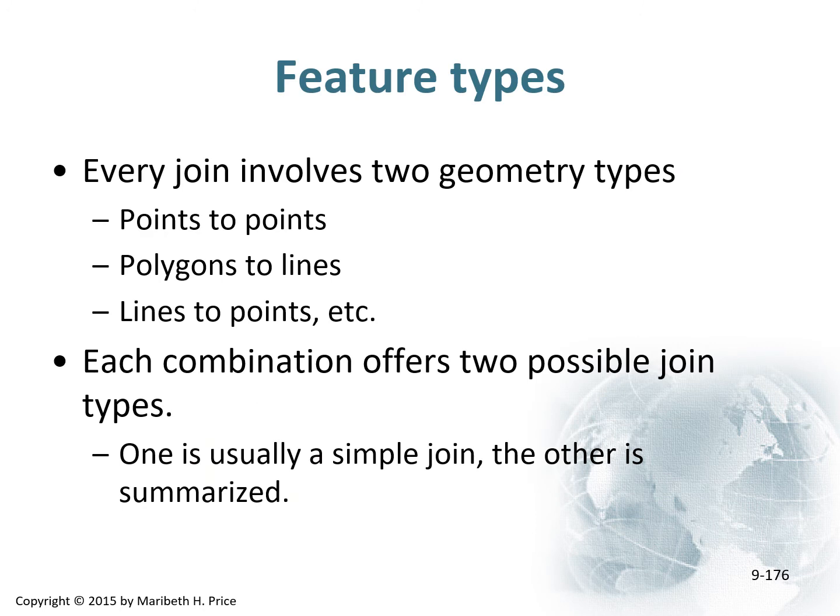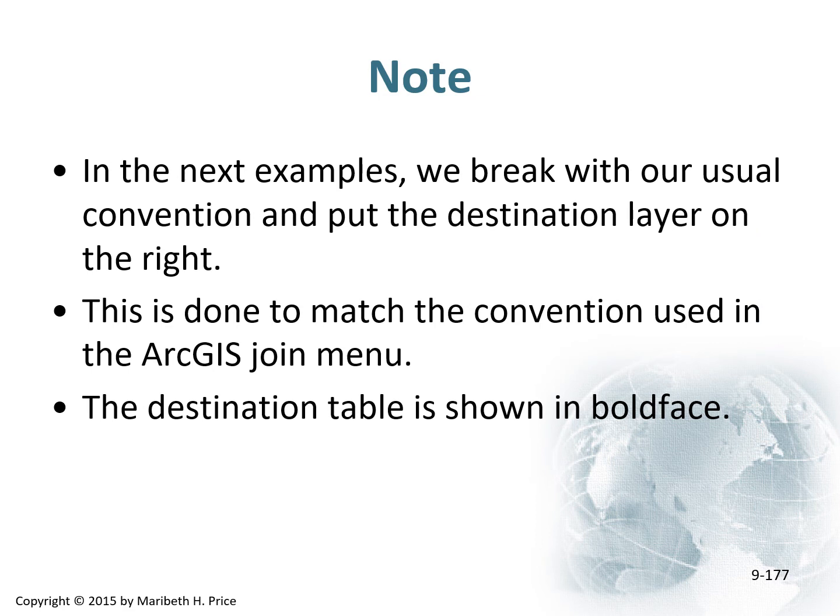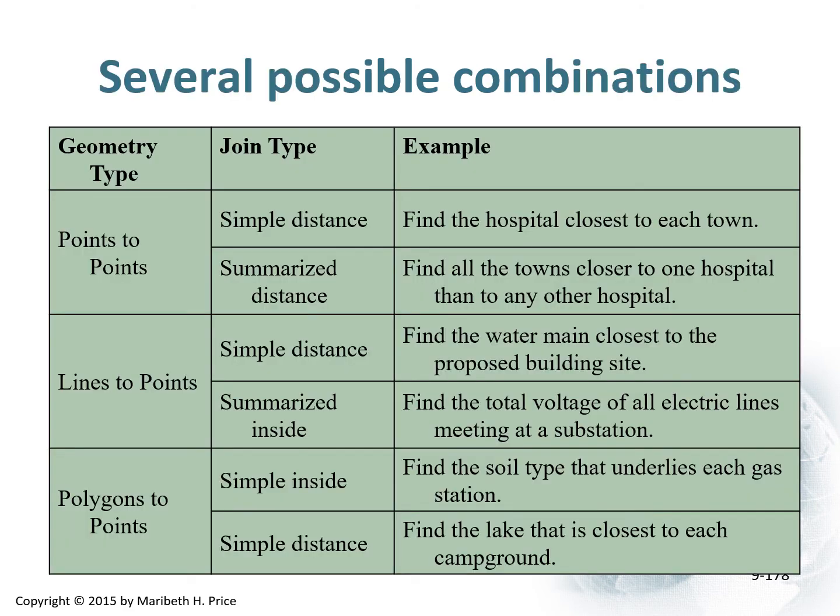Feature types, every join involves two geometry types. When you're joining two things together spatially, it's either points to points, polygons to lines, or lines to points, something. Every combination offers two possible types, join or summarize. Don't pay any attention to that slide. Don't pay any attention to that slide either.